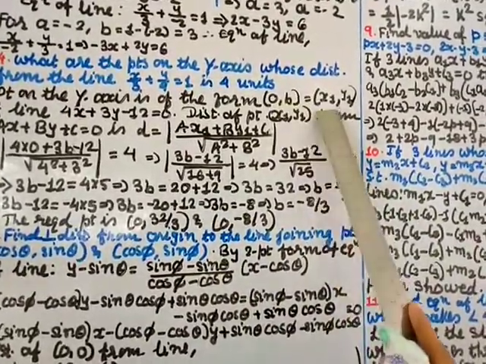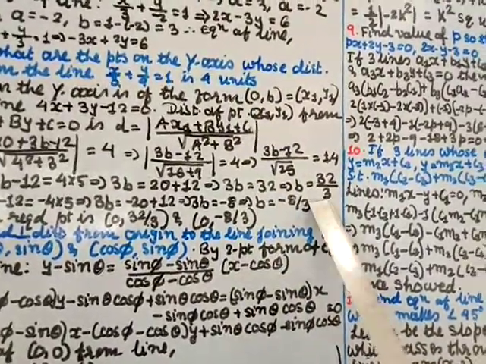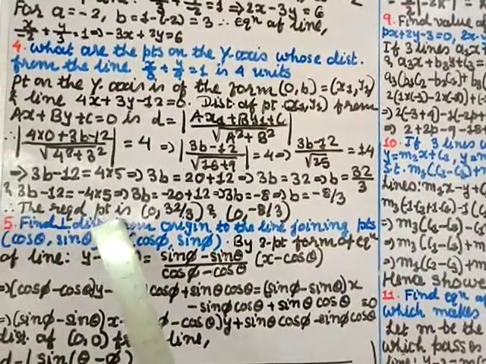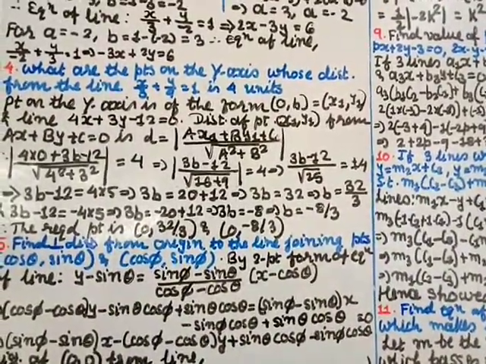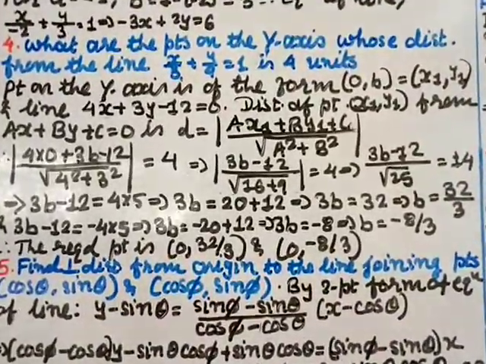So the point is x1 y1 is 0, b. So 0, once you take 32 by 3 and second value of b is minus 8 by 3. Okay, so the required point is 0, 32 by 3 and 0, minus 8 by 3. That is the solution for question number 4.